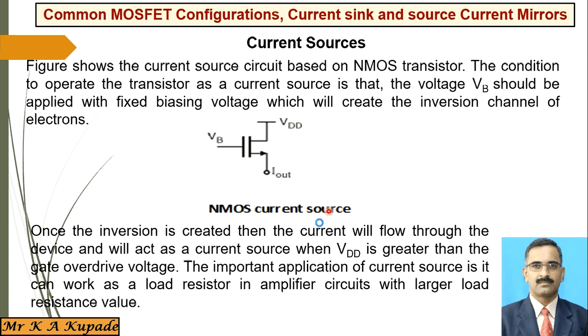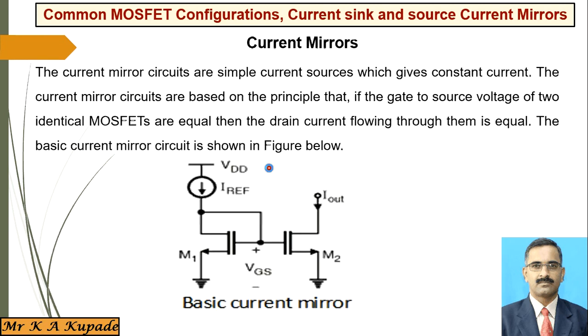That means VDD is important in this case, because if VDD is greater than the gate overdrive voltage, then the source current obviously flows through the device, as the inversion layer is created. Remember that. Up to this point we discussed the current sink and source.